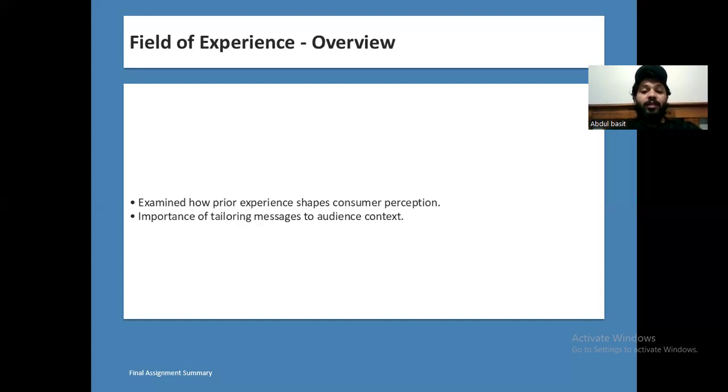So, field of experience overview. The next assignment I did this semester was on the field of experience. These concepts explain how personal, cultural, and social experiences shape how consumers understand brand messages. The same message may not mean the same thing to two different audiences. That's why advertisers need to consider who they are talking to, not just what they are saying. So this is very important in this field of experience.